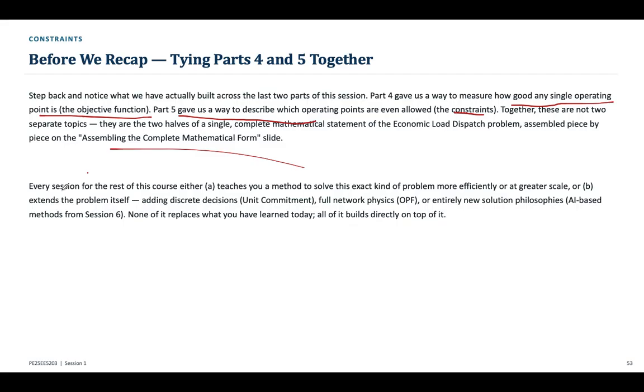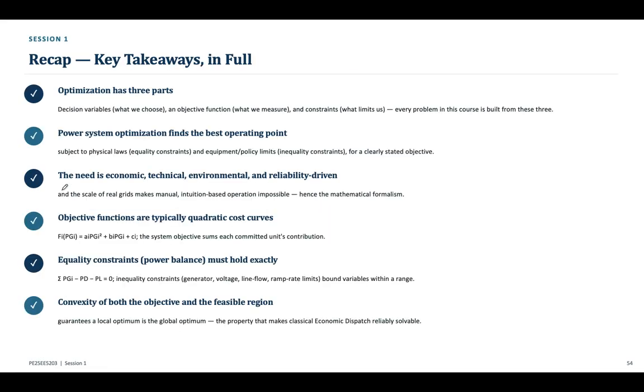So every session of the rest of this course either teaches you a method to solve this exact kind of problem more efficiently or at greater scale, or extends the problem itself, adding discrete decisions, unit commitment, full network physics, that is optimal power flow, or entirely new solution philosophies, okay, AI-based methods. None of it replaces what you have learned today, all of it builds directly on top of it.